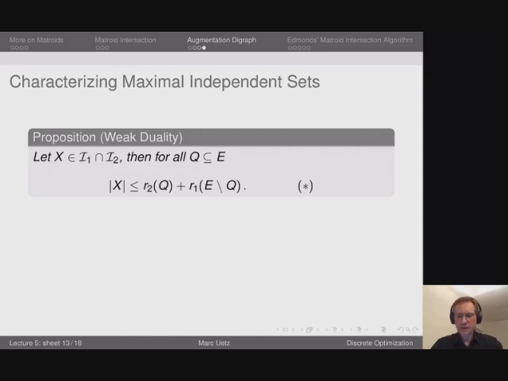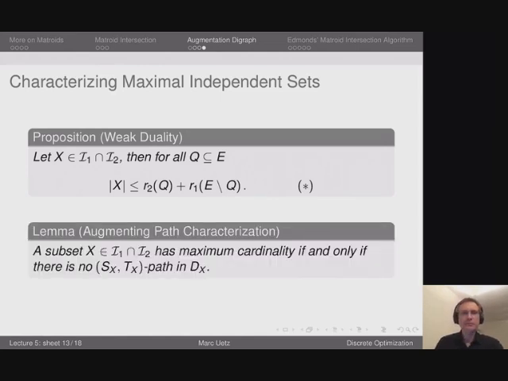Okay, so now with this weak duality proposition at hand, we can formulate the crucial lemma that we need for the correctness of our augmenting path algorithm. And that's this augmenting path characterization. So what I mean is a subset X, which is independent in the two matroids, has maximum cardinality if and only if there is no augmenting path anymore in our directed graph, where augmenting path means a path from the set Sx to the set Tx. So that's exactly what we needed.